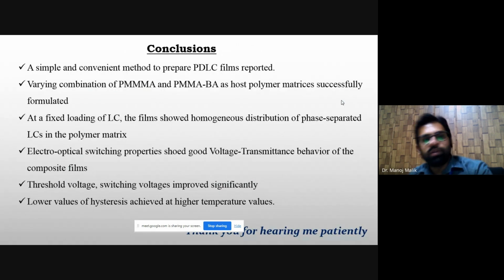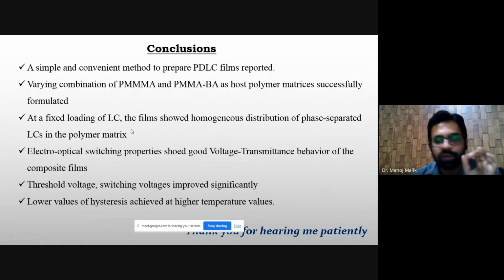So the conclusions were: a simple and convenient method was reported, wherein the host polymer matrix was successfully formulated at a fixed loading of liquid crystal, that is 30% polymer, 70% liquid crystal. The film showed good distribution of phase separated LC droplets, which was concluded from the SEM and POM morphology. Electro-optical switching showed good voltage transmittance behavior of the composite films. Threshold voltage and switching voltage were improved significantly.